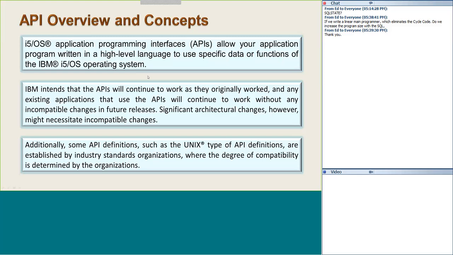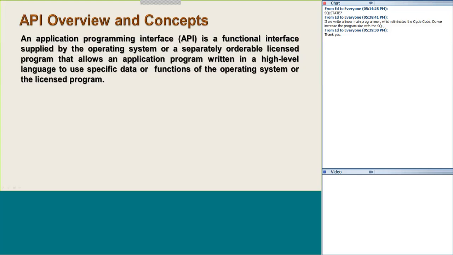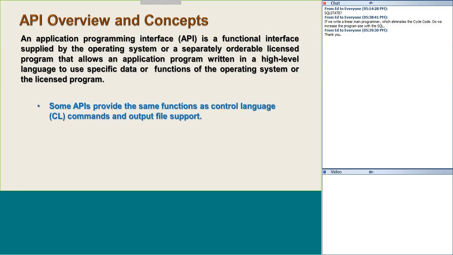An application program interface functions by the operating system or a separately orderable license program. Some of the separately orderable license programs come with their own set of APIs. It allows application programs written in high-level language to use specific data or functions of the operating system or the licensed program. So APIs are designed to allow you to use bits of the operating system that you would otherwise not have any access to. You have got access to some of it, and this is where it is.